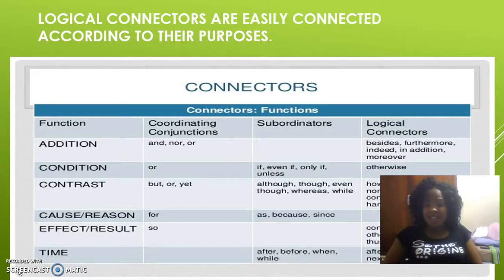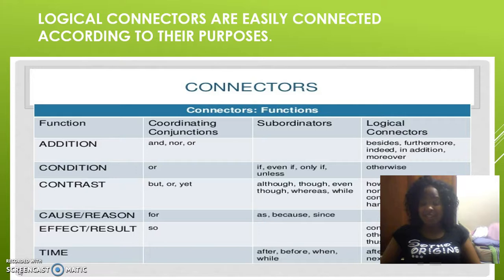Now, logical connectors are easily categorized according to their purpose. Mostly, you have signals of addition, signals of condition, signals of contrast, cause and effect, and time signals, which are different categories of logical connectors. These are categorized based on their purpose.